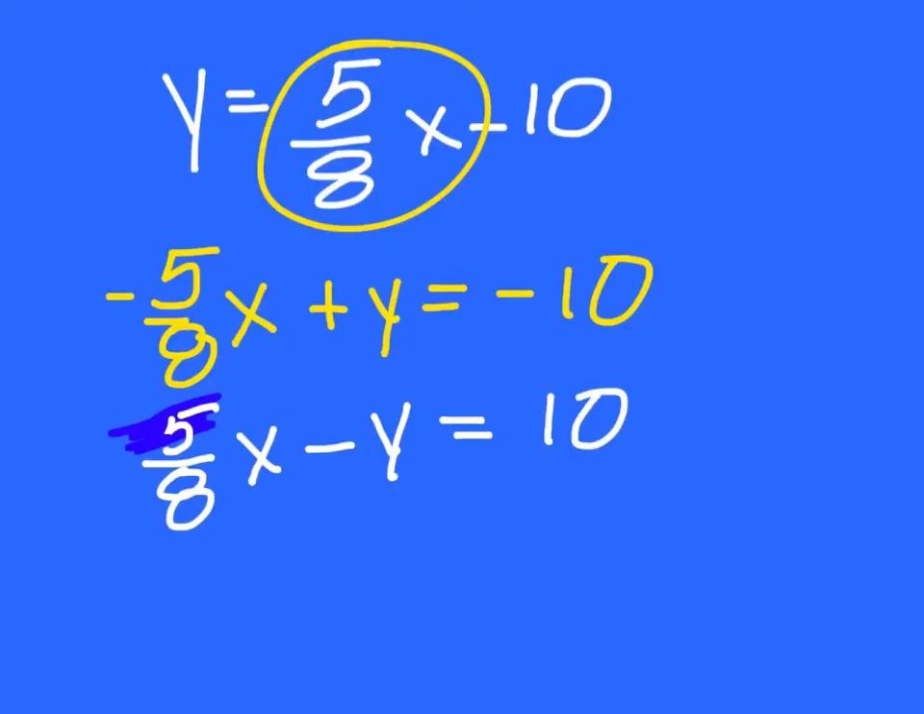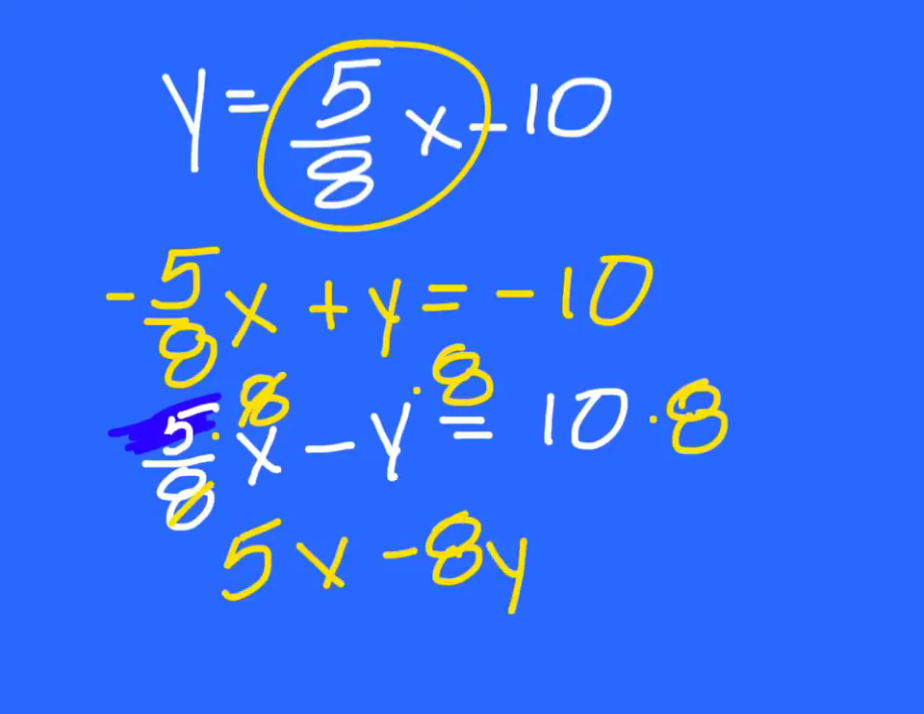So I multiply all the way through by the denominator, which is 8. So times 8 here, times 8 there, and times 8 there. These cancel, so you have 5x minus 8y equals 80.